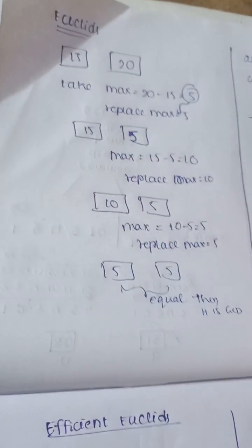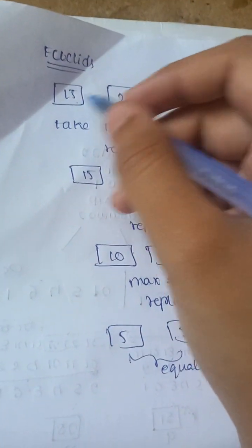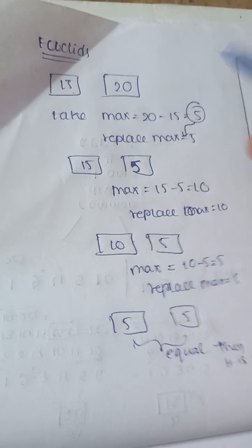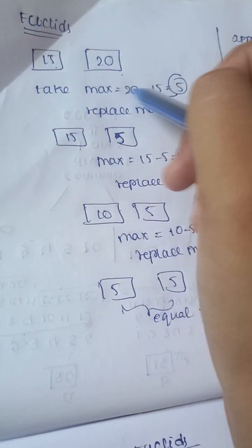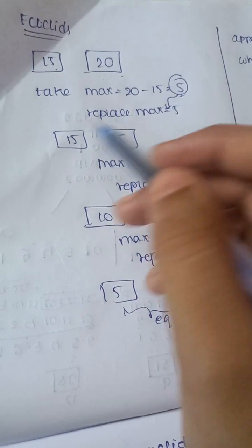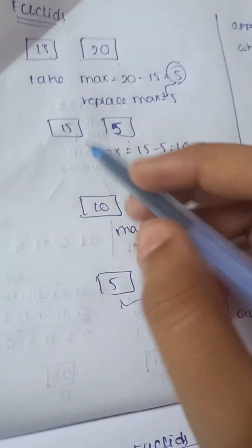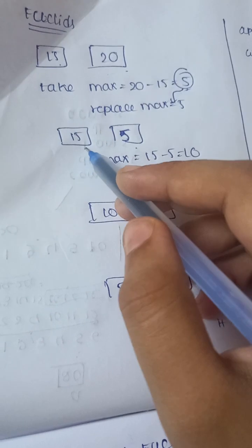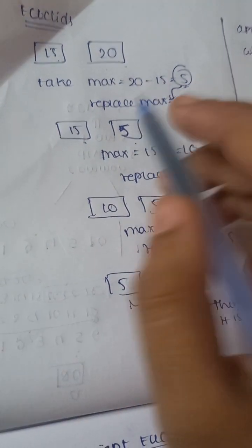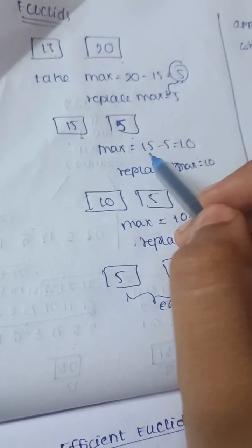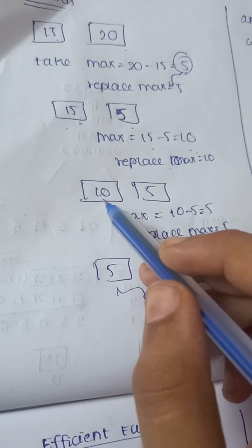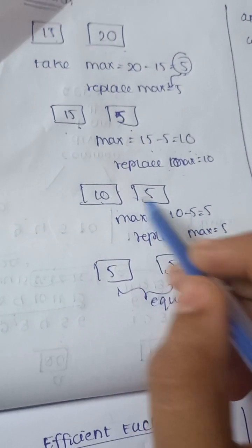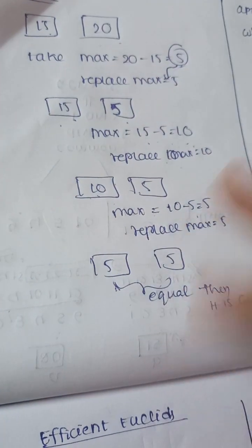So coming to Euclid's, let me take the same example, 15 and 20. He takes the maximum number and replaces it with the difference of the max and min number. Next he continues the same procedure: he takes the maximum number again and replaces it with the difference of the two numbers. Again he continues the same process. Here the maximum number is 10, the difference is 5, and he replaces the maximum number with 5.